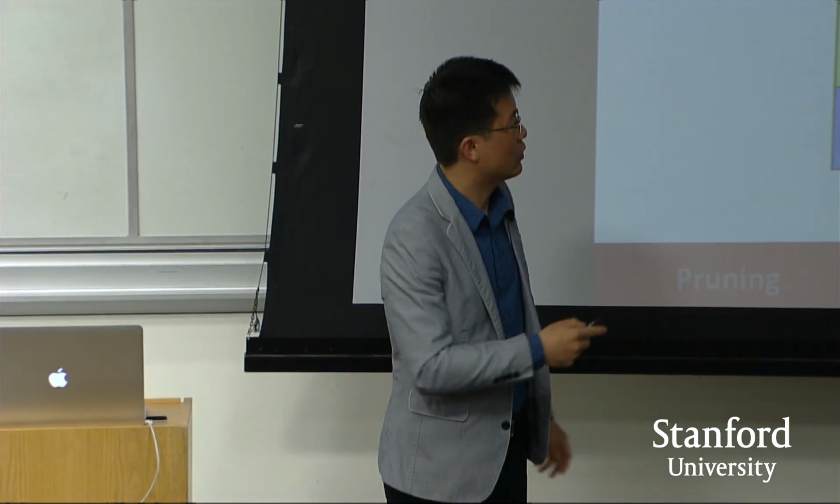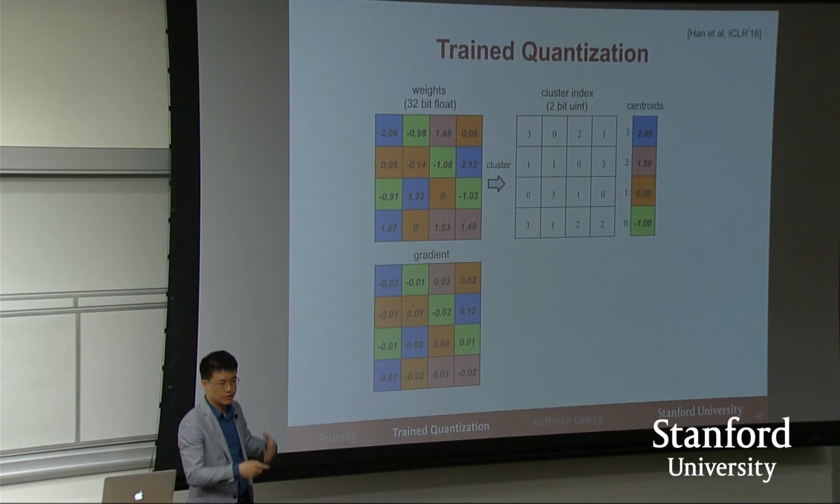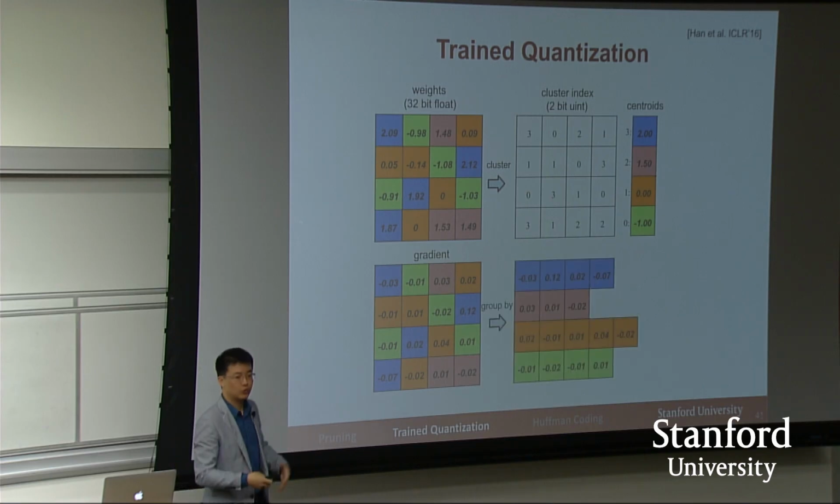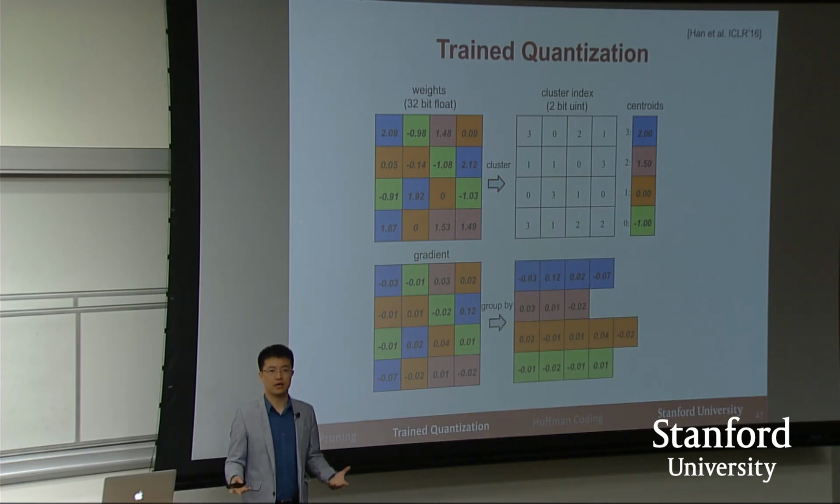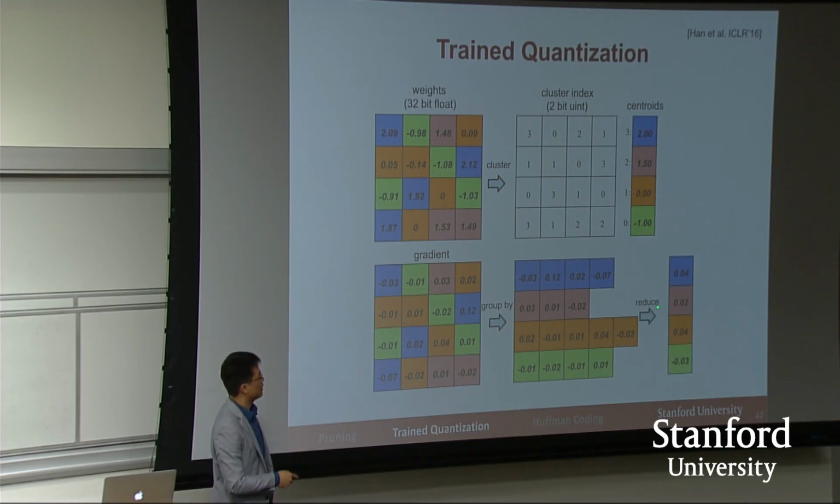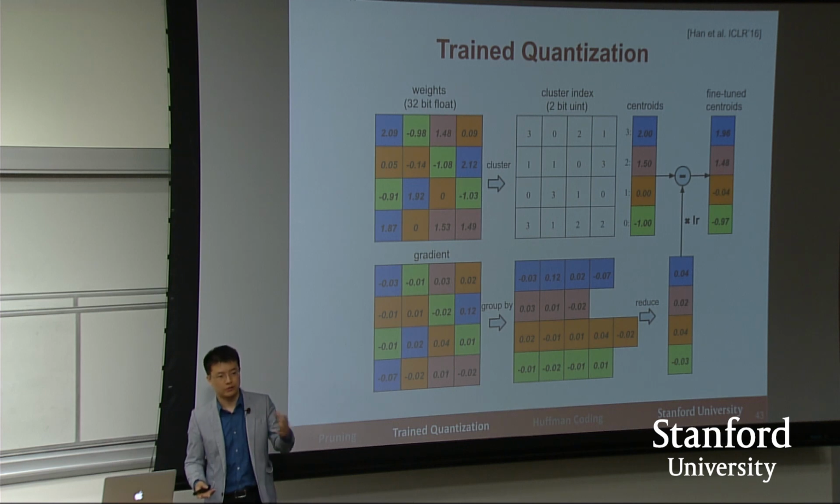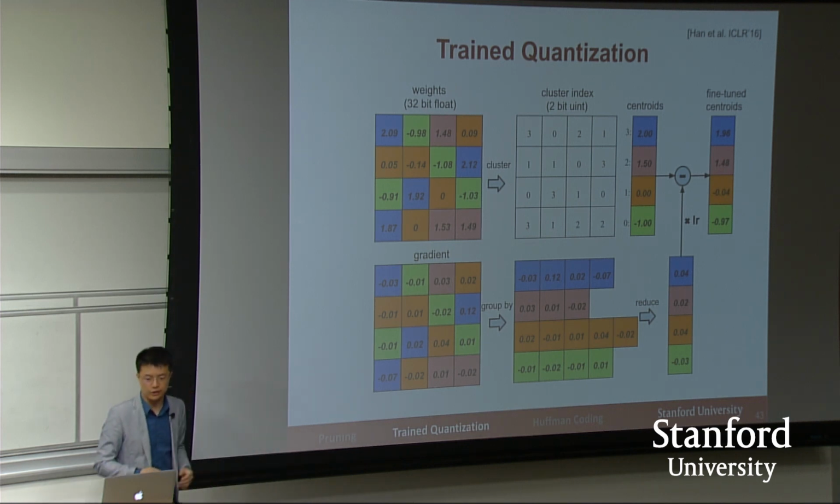They are bound together, right? So after we get the gradient, we color them in the same pattern as the weights. Then we do a group by operation, having all the weights with the same index grouped together. Then we do a reduction by summing them up, multiply by the learning rate, and subtract from the original centroid. That's one iteration of SGD for such a weight shared neural network.